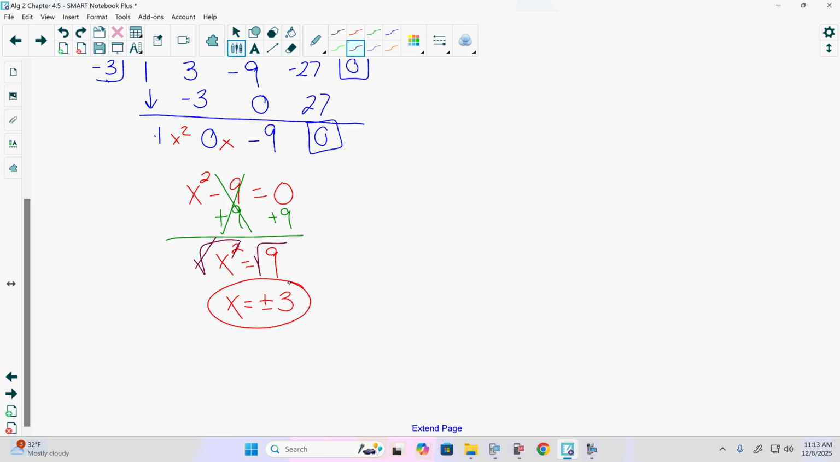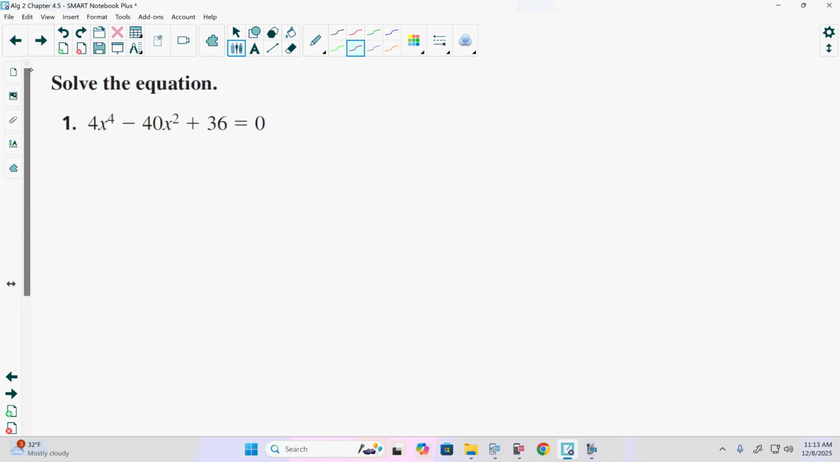Questions on any of this here? I'm going to skip this one. We're going to look at one more: 2x to the fifth plus 24x equals 14x cubed.